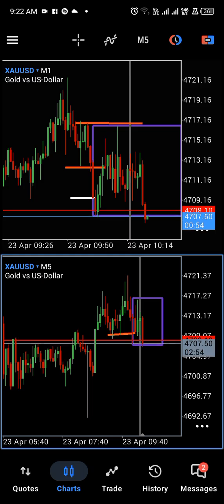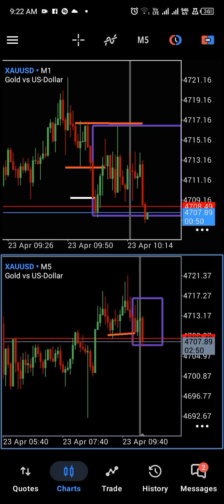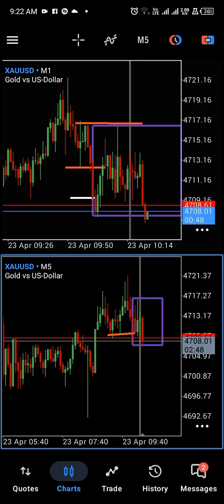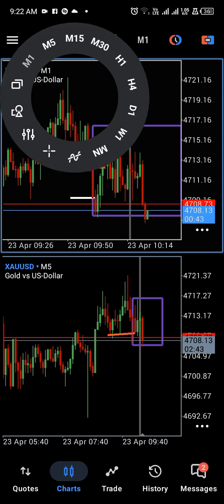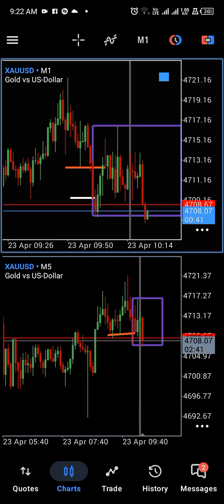Today it is a small range. So okay, I'm seeing a break. I will remove this here, and then I will mark this area. Why? Because it is a fair value gap.